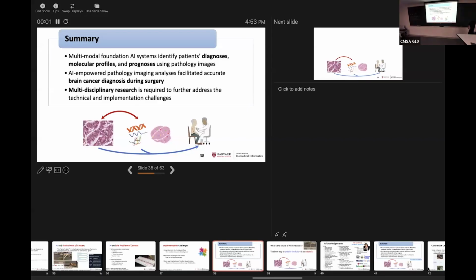So in conclusion, here we show that we have a multi-modal foundation model that we have recently published to identify patient diagnosis, molecular subtype, and prognosis using just the high-resolution digital pathology images. And we further show that our AI-based approach can empower clinical decision-making in real time with a particular use case of brain cancer real-time diagnosis during surgery. And because this field still encounters a few additional challenges, as we first mentioned in the second slide, multidisciplinary research is still required to make the most of the useful information from our high-resolution microscopic slides and additional molecular data for clinical practice.